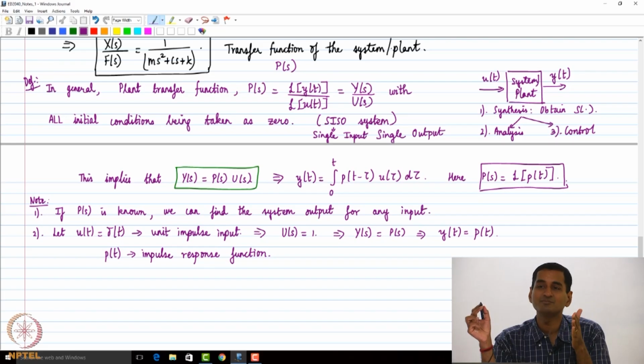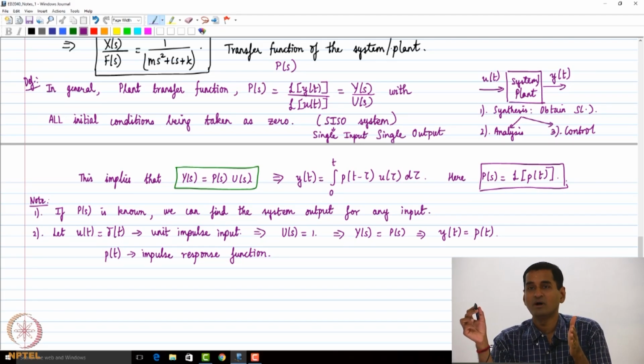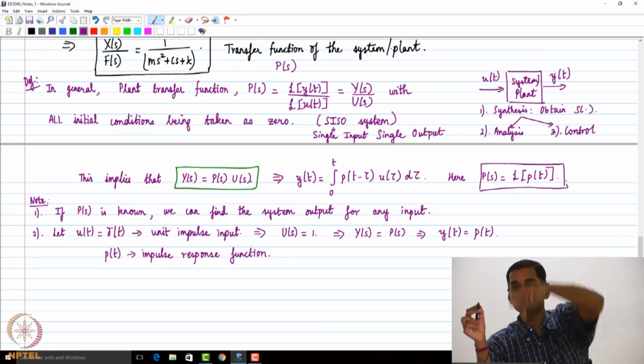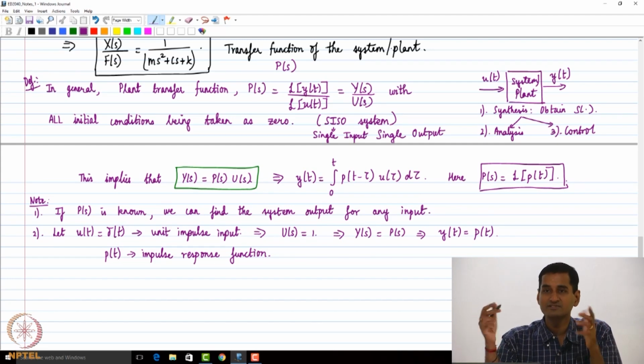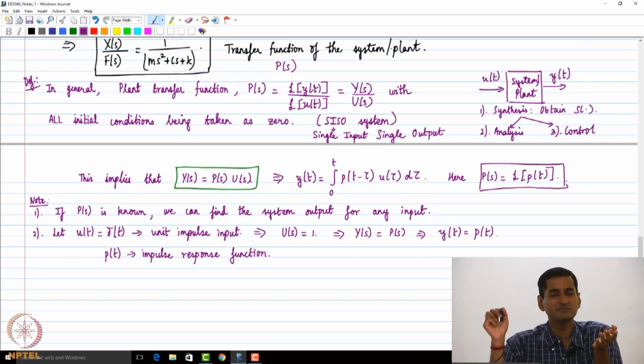But the catch here is that in practice it's very difficult to give an ideal impulse input. What's an ideal impulse input? One which instantaneously goes to infinity and instantaneously comes to 0 once again, at time t equals 0. That is something which is extremely difficult to give in practice. So then the question becomes, what approximations can we get? Is there any other method to figure out the transfer functions? That we will learn as we progress.